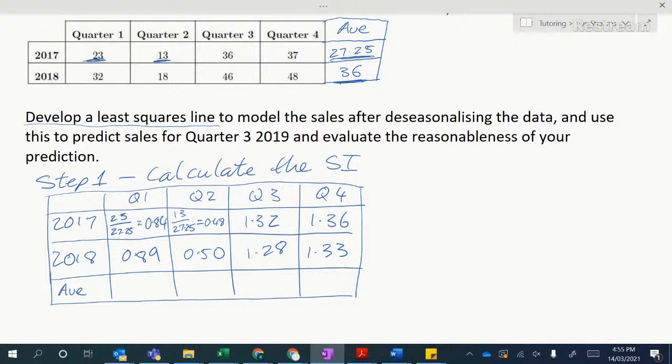Now, we need an average seasonal index for quarter one. So we've got 0.84 and 0.89. So what you need to do is add those two together and divide by 2. Get an average for that, and it's 0.87. Do the next 3, please. Find the average seasonal index for each of those quarters.